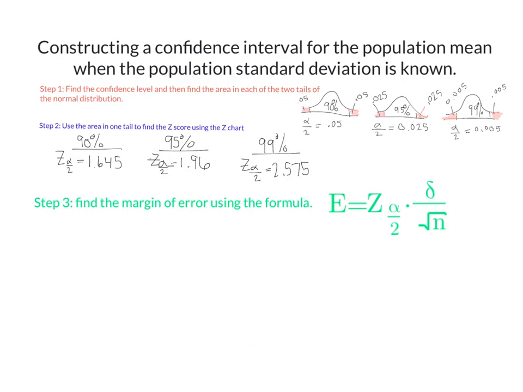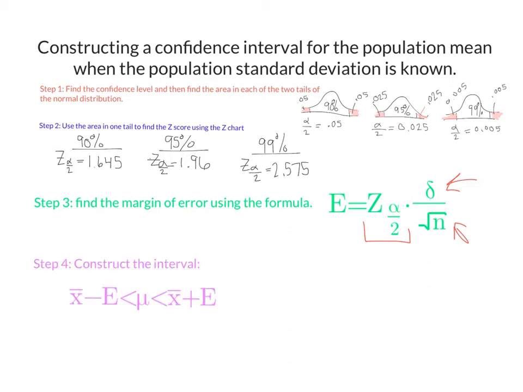Step 3 will be to find the margin of error. So the margin of error is equal to z alpha over 2, so that's our z-score, times our standard deviation divided by the square root of n. This is our population standard deviation on the top here, and on the bottom, n is the sample size, so the square root of the sample size.